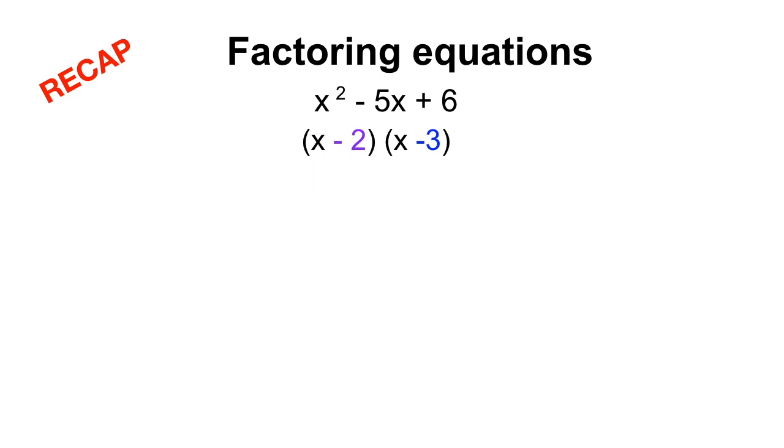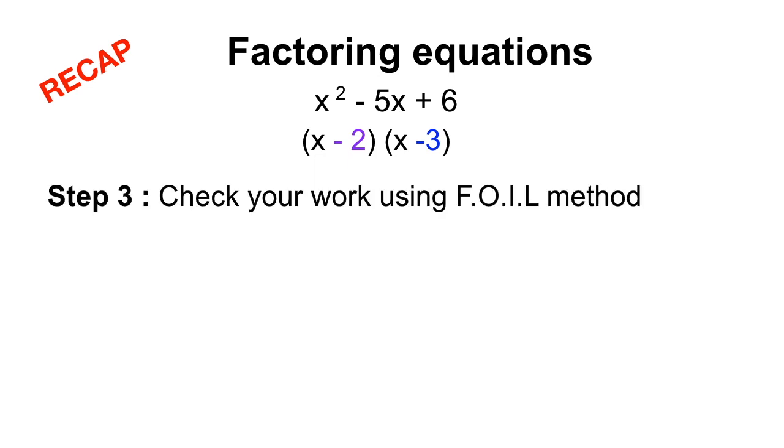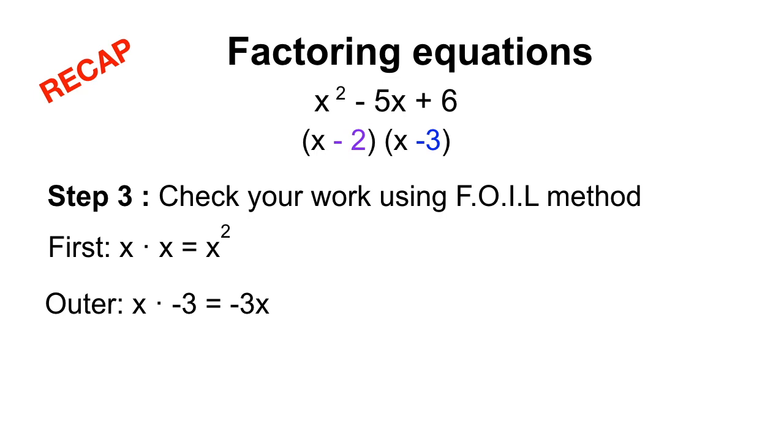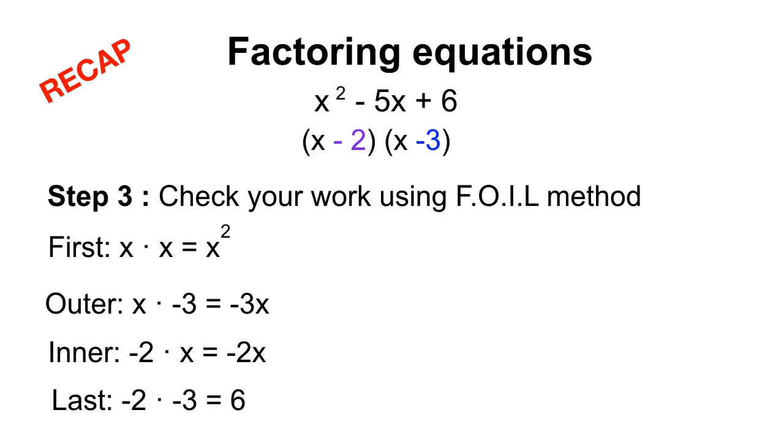And then remember that you always check using the FOIL method, where the F stands for first. So you would multiply the first values there in black, so x times x, which is equal to x squared. The outer values, which would be x multiplied by minus 3, that gives you minus 3x, and the inner values, which are minus 2 multiplied by x, giving you minus 2x. And finally, the L, which stands for last, would be minus 2 multiplied by minus 3. That gives you positive 6. All right, you add all these factors up, and it gives you your equation.